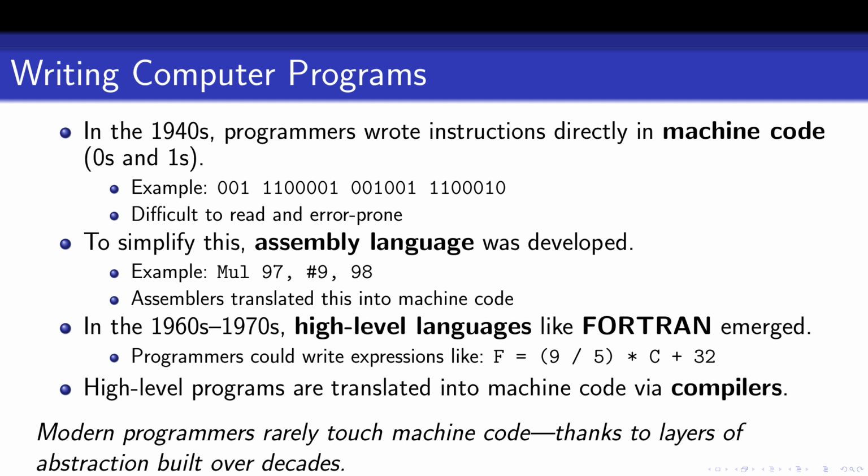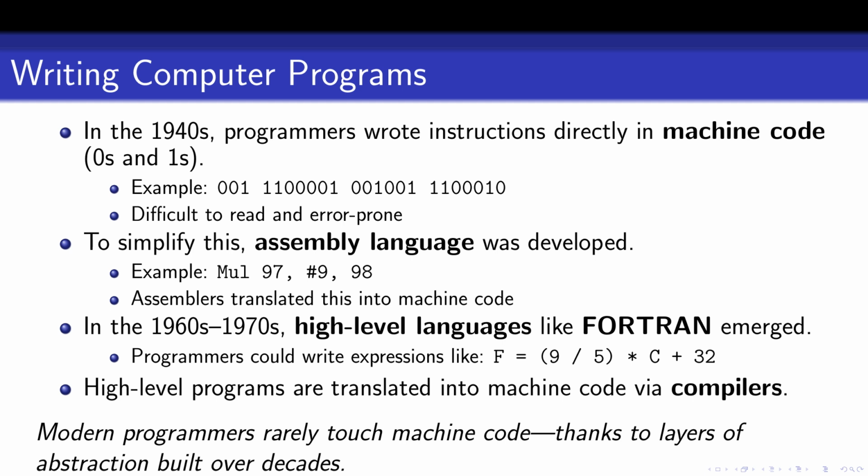In the 1960s and 70s, high-level languages like Fortran and Algol were developed to express algorithms and formulas more naturally. Instead of thinking about registers and memory locations, programmers could write expressions like f equals 9 divided by 5 times c plus 32.